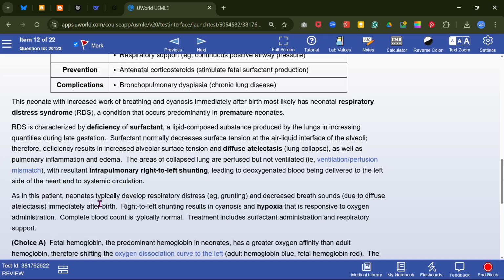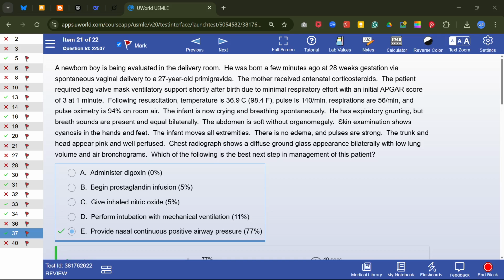As in this patient, neonates develop respiratory distress, grunting, and decreased breath sounds due to diffuse atelectasis immediately after birth. Right to left shunting results in cyanosis and hypoxia that is responsive to oxygen administration. Complete blood count is typically normal. Treatment is surfactant administration and respiratory support.